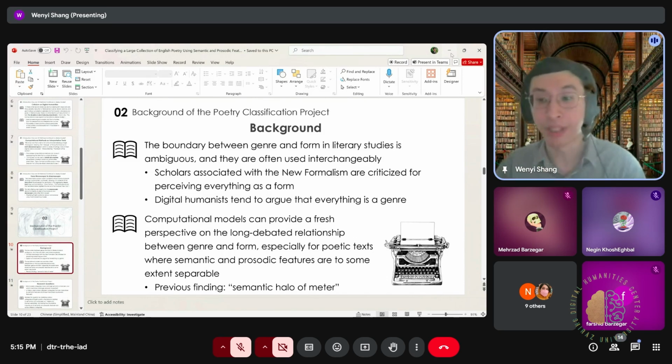I'm going to approach this problem from an opposite perspective. Rather than discussing how the forms and meters, the prosodics, and the semantics, the lexicon used, are related, I'm going to investigate how they are separable. So how we can disentangle these different things by using machine learning models in classification.